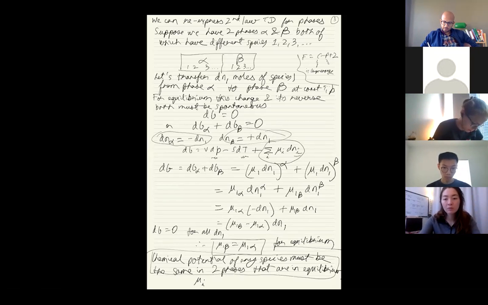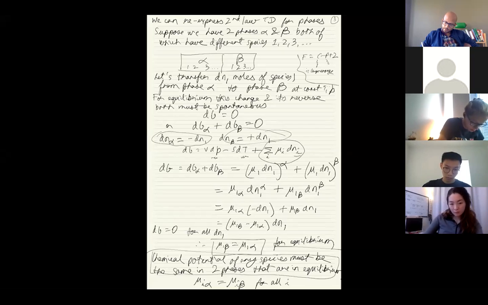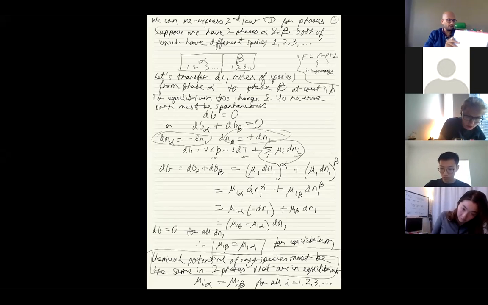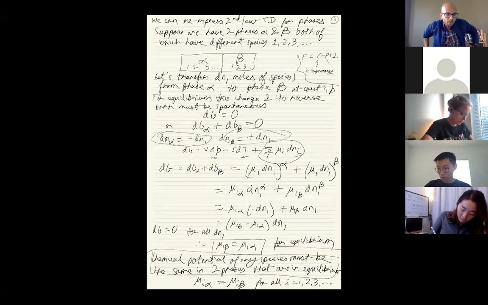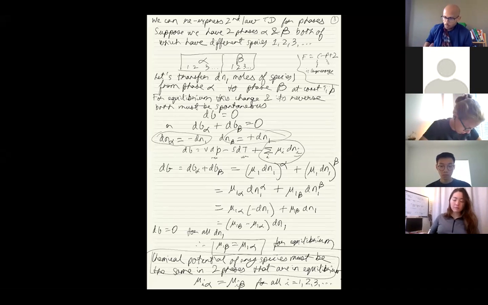And I will generalize it as mu_i alpha is equal to mu_i beta for all i equal to 1, 2, 3, any species. We did it for species 1, but it will be true for any species. Any questions? Or is this absolutely clear to all of you? Okay. I assume it is more or less clear. If not, you can ask me.